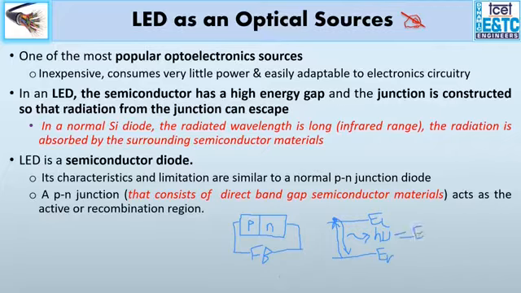I told you, it is Eg which decides the wavelength that will be emitted by your semiconductor. So h nu, where nu is nothing but your frequency, Eg is equivalent to hc by lambda.